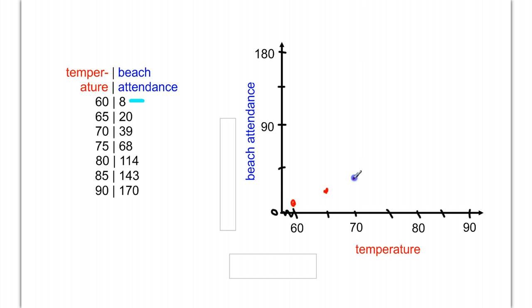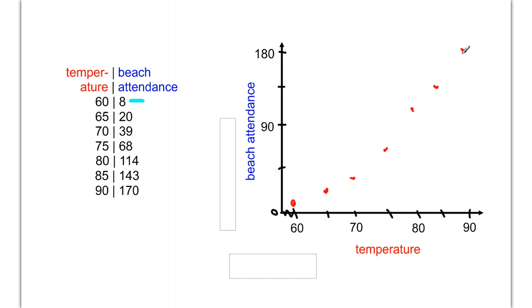70 and roughly 39, 75 and 68. And what you'll see here is I'm graphing everything by hand. Eventually we will move to the calculator to do some of these graphs, but for now you will just plot each point one by one. 85 is at 143 up here, and 90 is at close to 170.